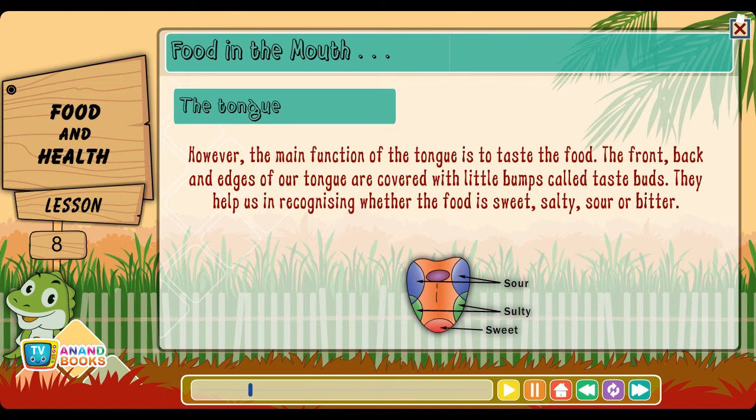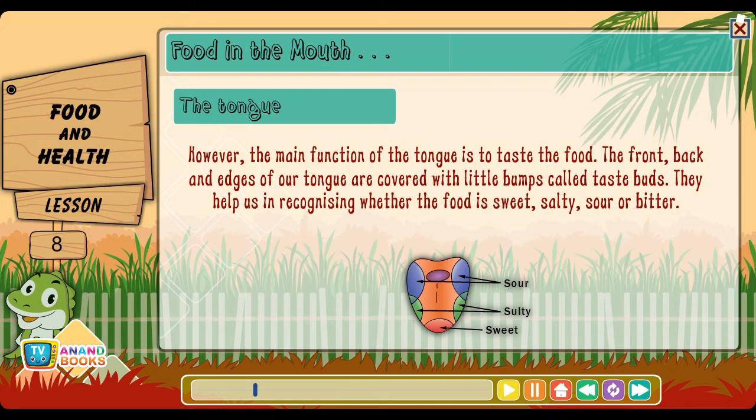However, the main function of the tongue is to taste the food. The front, back, and edges of our tongue are covered with little bumps called taste buds. They help us in recognizing whether the food is sweet, salty, sour, or bitter.